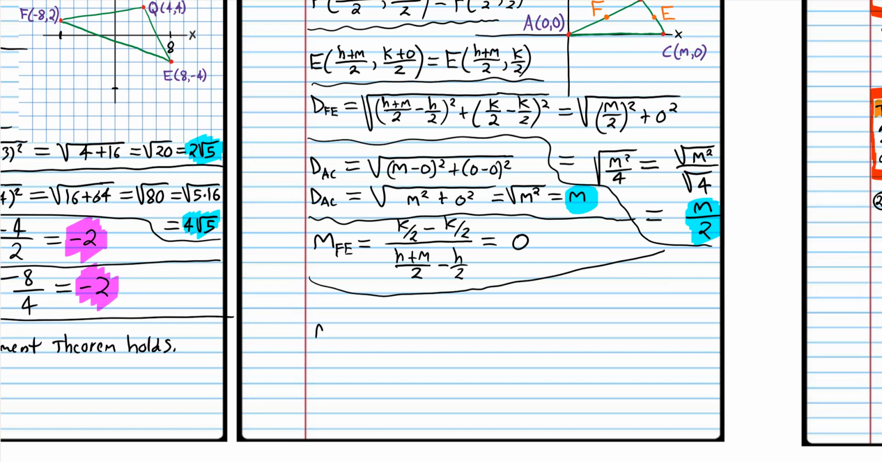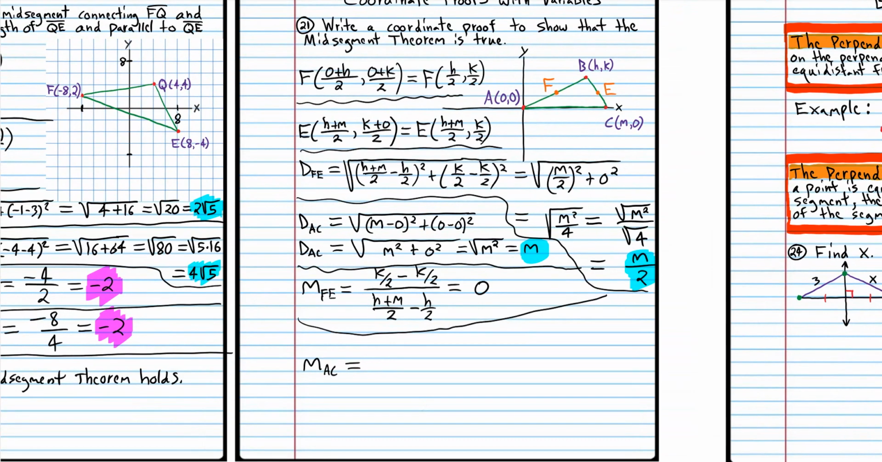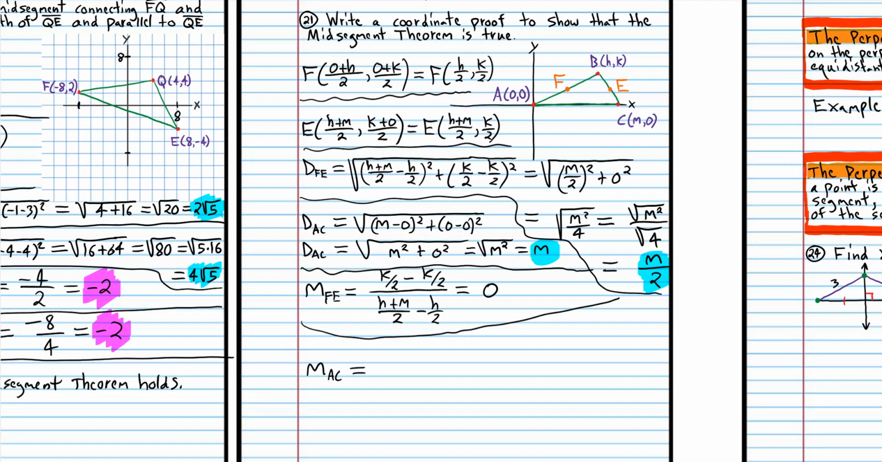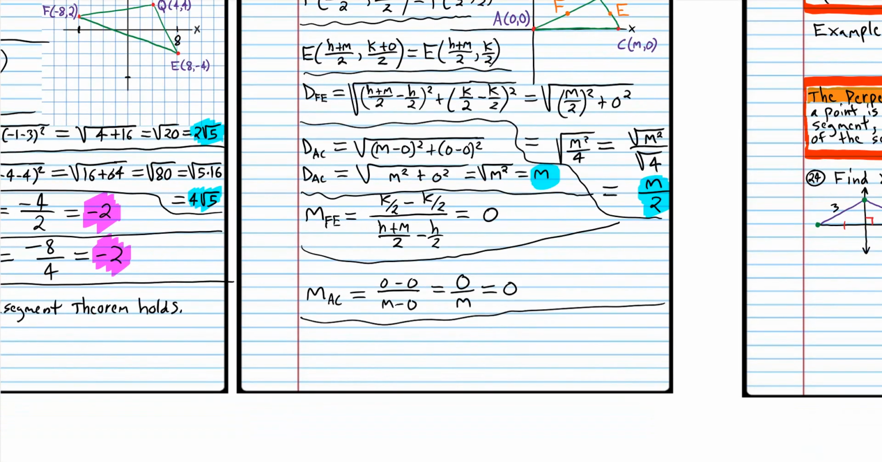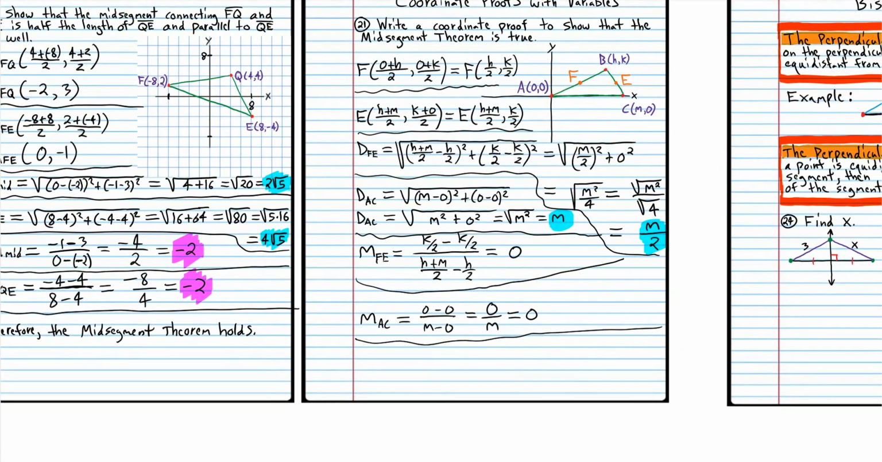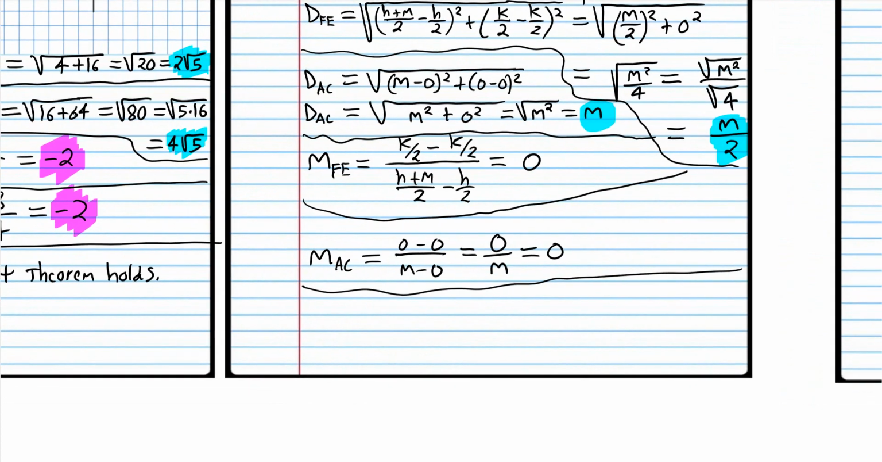So now we'll find the slope of AC, and show that that slope is also 0, and that'll prove that AC, the non-included side, is parallel to the midsegment. So now we're using points A and C, A the first point, so 0 minus 0 over m minus 0, which is just 0 over m, which is 0. So therefore, AC is parallel to FE. So we proved the midsegment theorem. And we can say, therefore, the midsegment theorem is true.